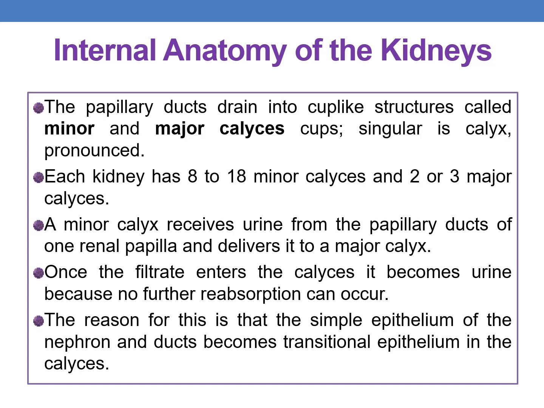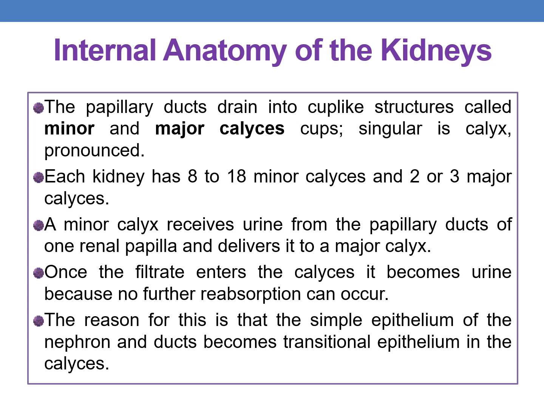The papillary ducts drain into cup-shaped structures called major and minor calyces, or cups. Singular is calyx. Each kidney has 8 to 18 minor calyces and 2 to 3 major calyces. A minor calyx receives urine from the papillary duct of one renal papilla and delivers it to a major calyx. Once the filtrate enters the calyces, it becomes urine because no further reabsorption can occur.